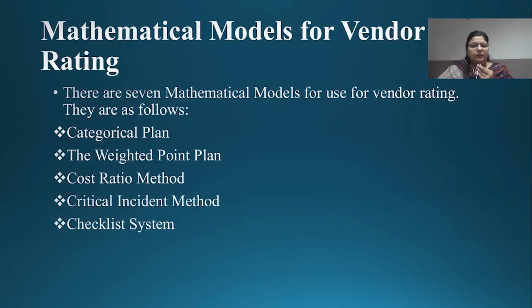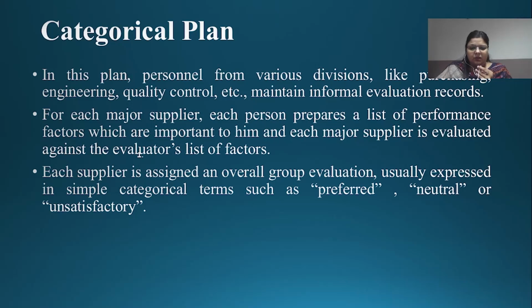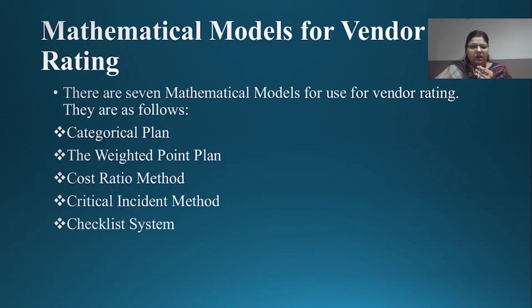These are some mathematical models for vendor rating. There are 7 models used for vendor rating. These are as follows. Number one, categorical plan. Next is the weighted point plan, cost ratio method. Next is critical incident method, and the last one is checklist method. Now, we are only concentrating on 5 of these 7 models here.